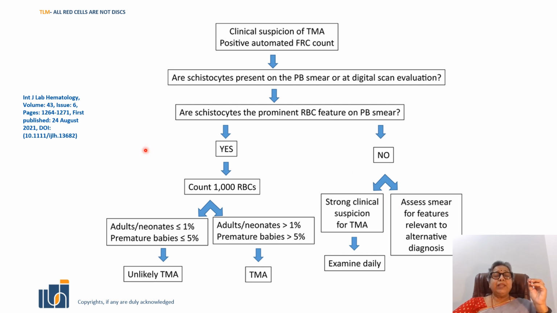So this is a 2021 guideline which was given for using schistocytes to assist in the diagnosis of TMA. This is pretty useful, and the enumeration is also very helpful.